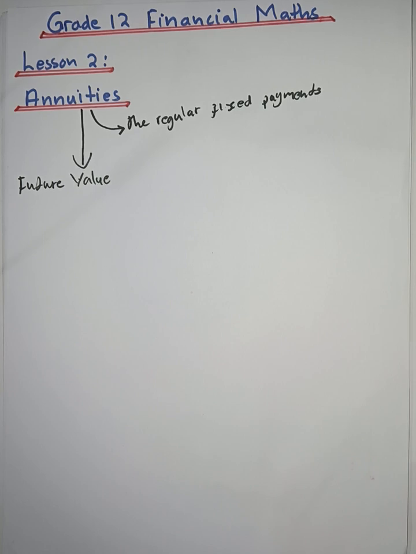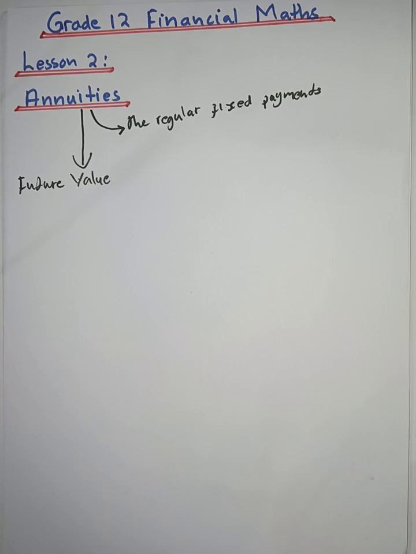So it answers the question: if you save 500 every month for 2 years, the future value annuity is the total amount you will have at the end, including the interest that grows each month. So again, the future value is the total value of regular fixed payments over time at a specific future date.